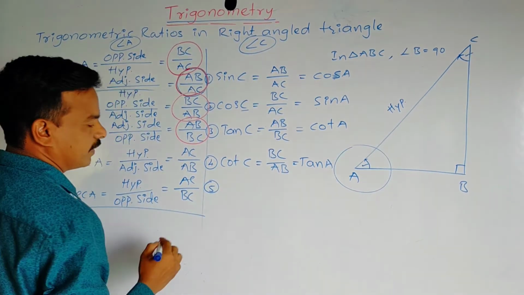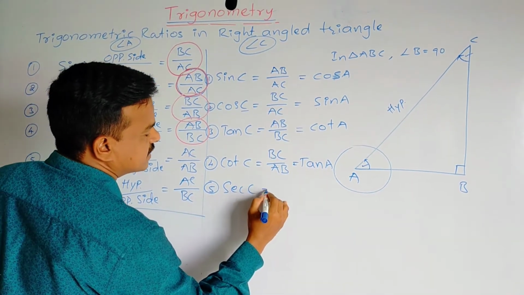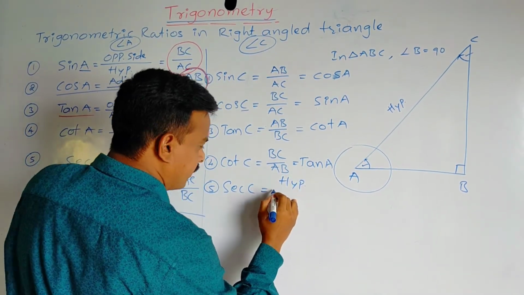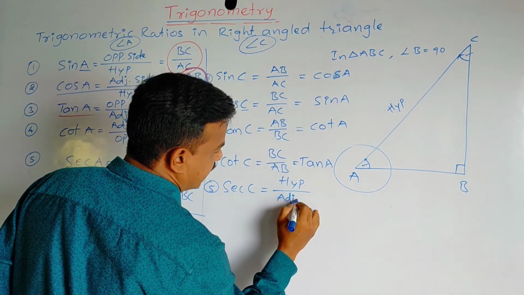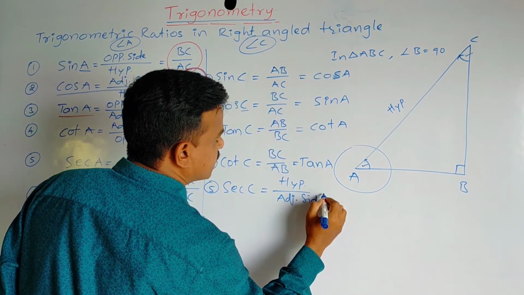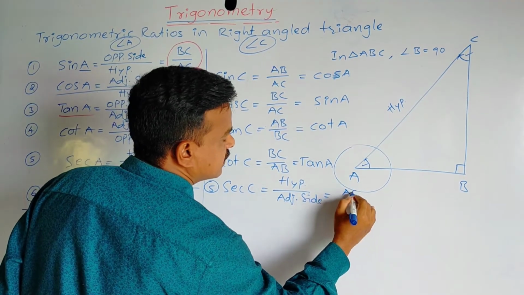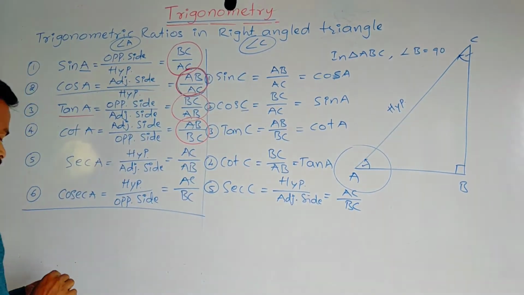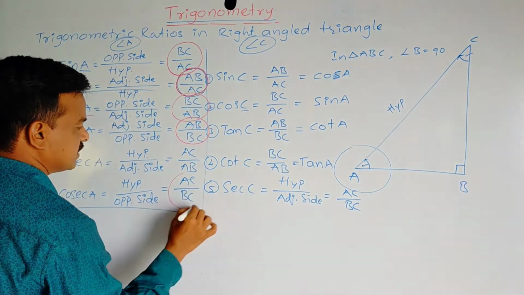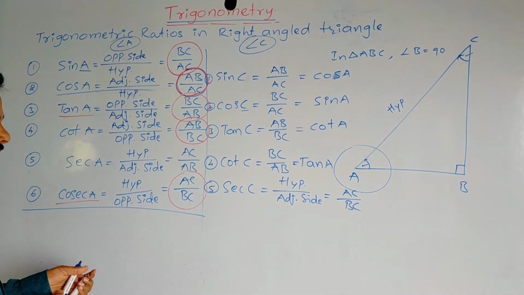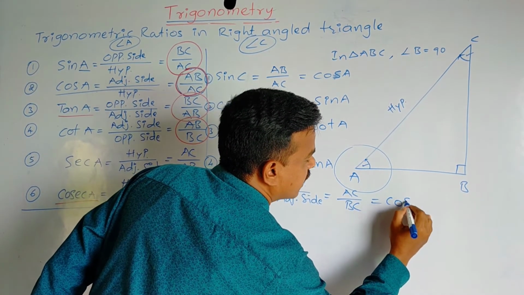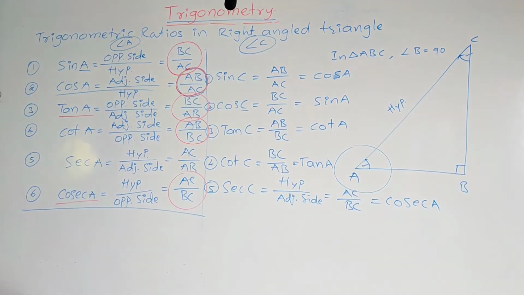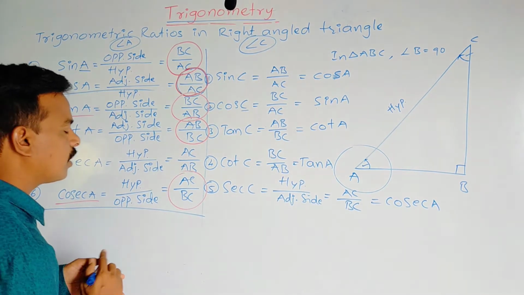Next one, fifth one, sec. Sec C is equal to hypotenuse divided by adjacent side. So it is equal to hypotenuse AC divided by adjacent side BC. But you see here AC by BC is this one. So it is equal to cosec A. Okay. And the next one, one more, cosec.